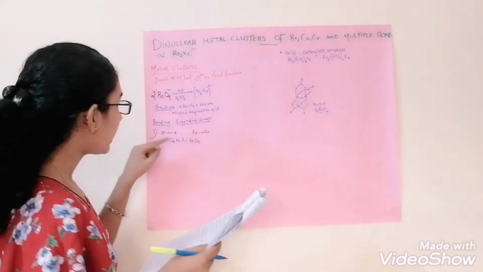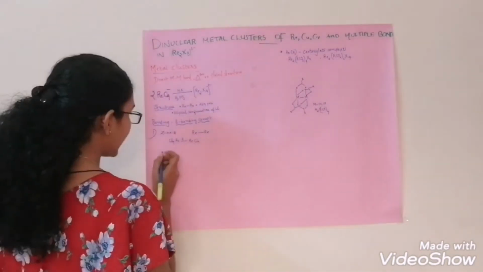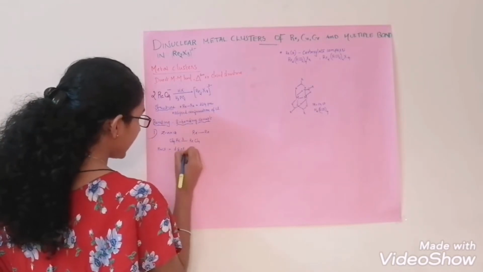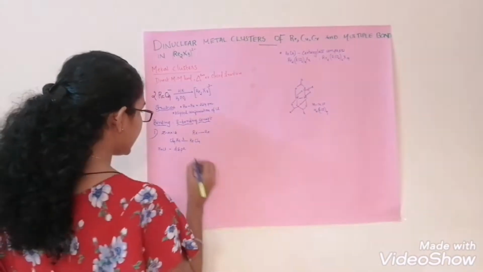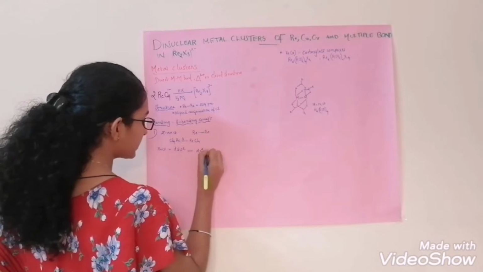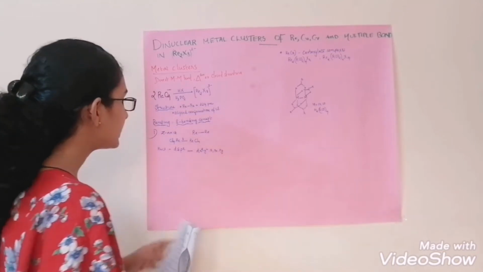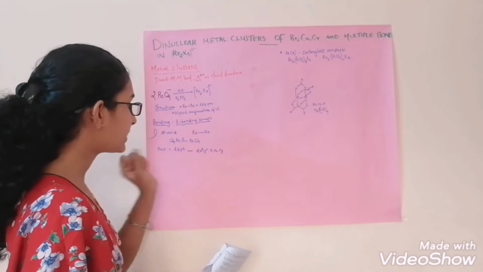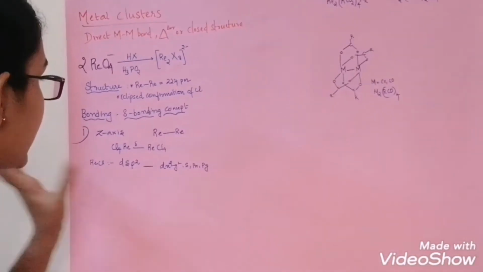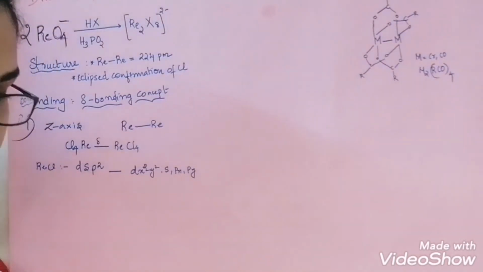Then when we discuss the Re-Cl bond, the Re-Cl bond is formed by dsp2 hybrid orbitals. The d orbital taken here is dx2-y2, which hybridizes with s, px and py to form dsp2 hybrid orbitals, and using these dsp2 hybrid orbitals, the Re forms a bond with Cl-.